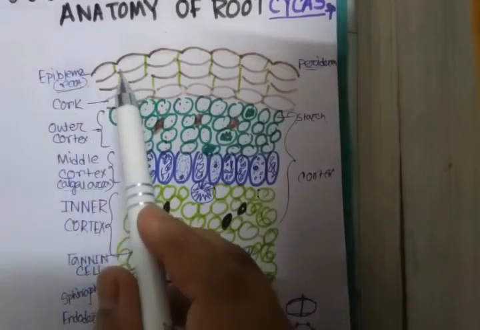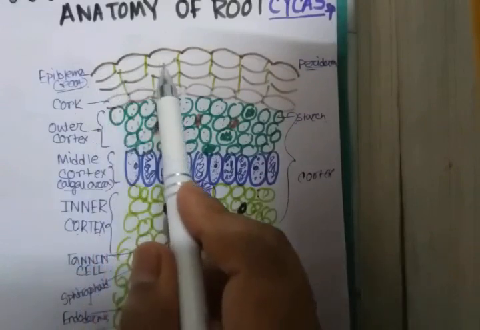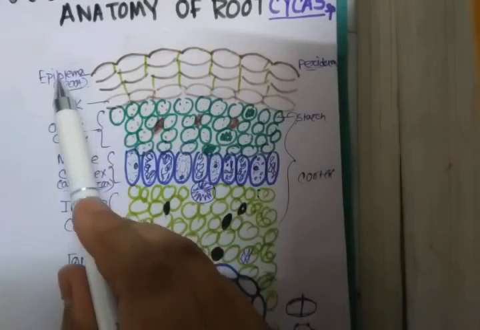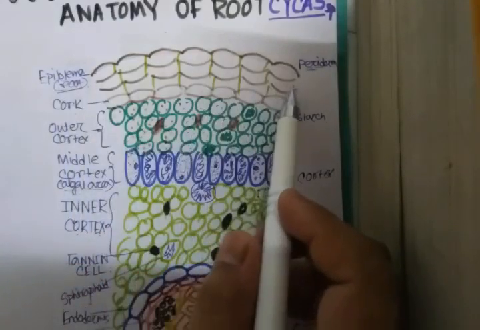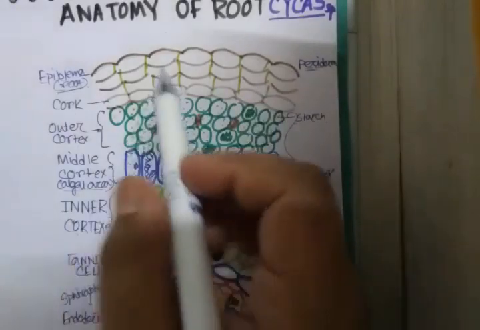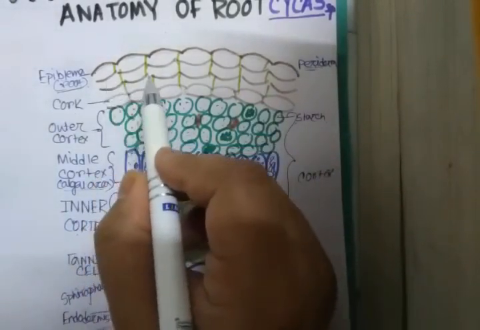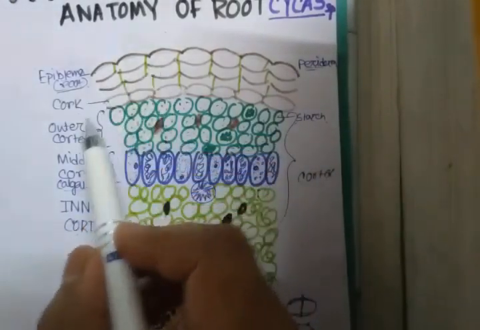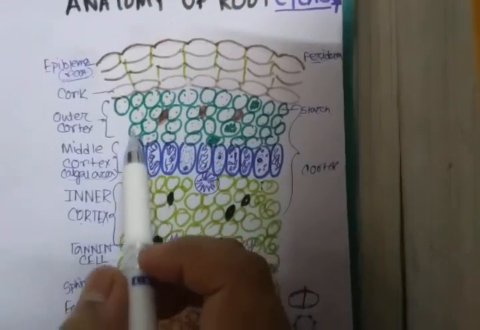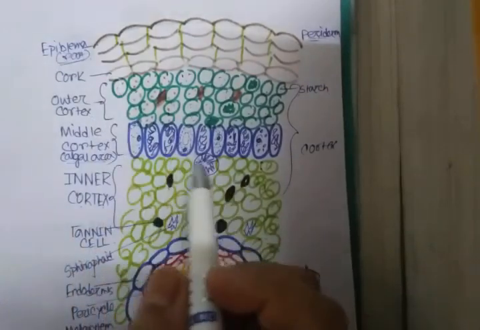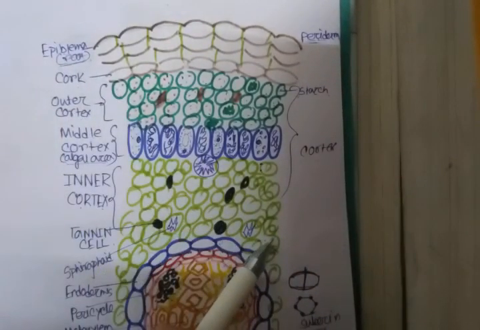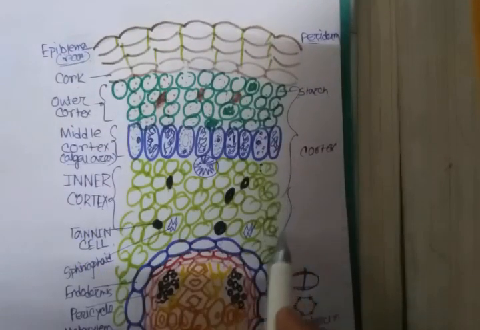As you can see in this diagram, the outermost layer is called the epidermis, but in case of root, this layer is called epiblema, which becomes ruptured due to the formation of periderm. And this layer is made up of thin parenchymatous cells. After this there is another layer which is called the cork. And after the cork there is another layer which is called the cortex. From this part to this part, this layer is called cortex.